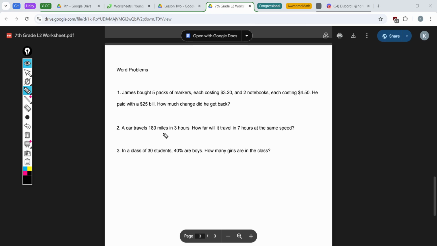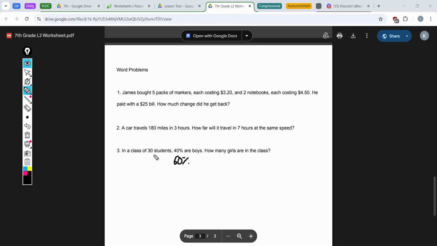I'll skip this second word problem and just move on to the third one. In a class of 30 students, 40% are boys. How many girls are in the class? Well, if 40% are boys, then there are 100% in total, so you can figure out that 60% are girls.